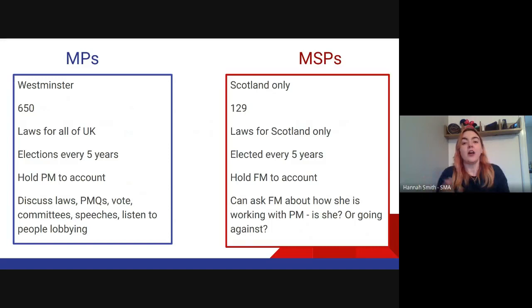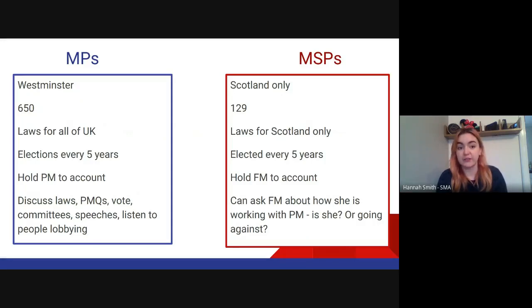Okay, little quick recap here or an introduction for those that are new. MPs, that blue box on the left-hand side are your members of Parliament. They are in Westminster. So if you see something saying MP, London, Westminster, but they represent the whole of the UK. There are 650 of them who sit there. They create laws that affect the whole of the UK.